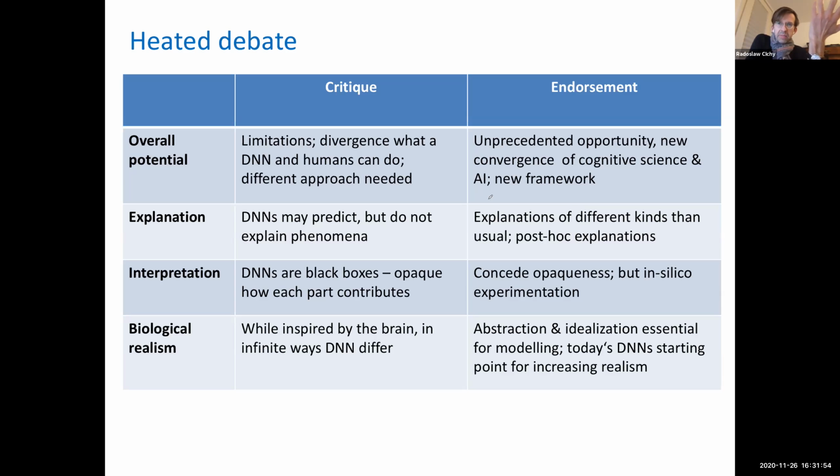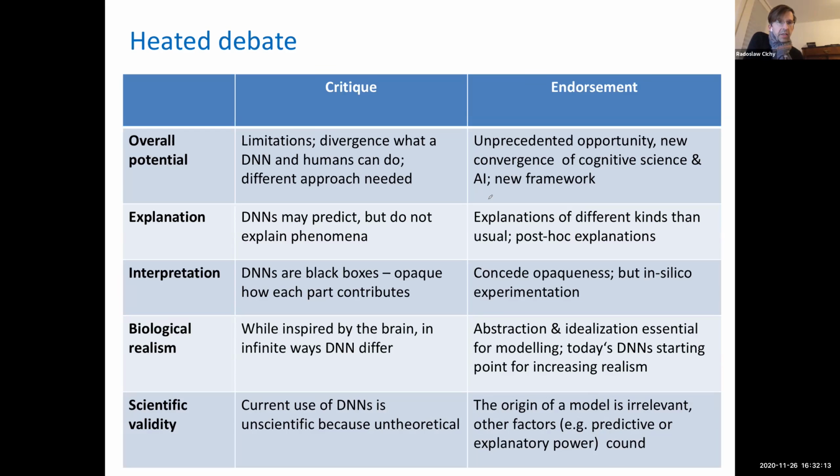if it's so idealized? Now the endorsers say, well, we are not very much impressed by this, because abstraction, idealization, making things simple is basically essential for modeling. Every model is an abstraction of something, otherwise it would be just a copy. And also that today's networks are just a starting point, which we might then over time want to improve.